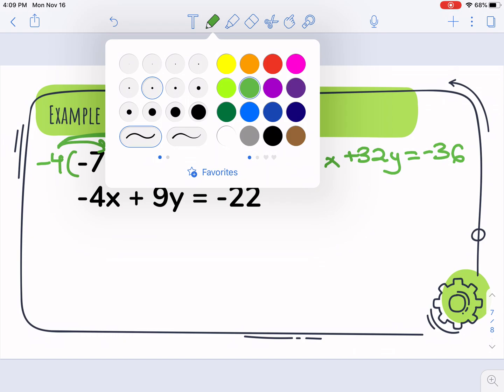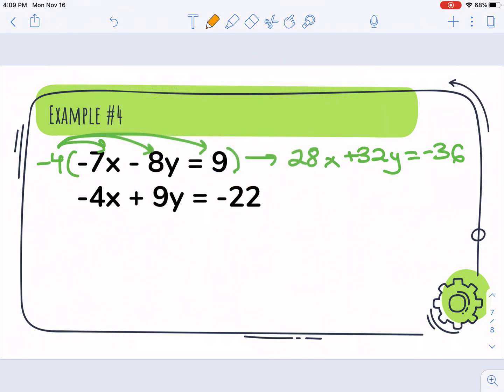Because I have a positive 28, I'm going to multiply this second equation by 7, so I get a negative 28x. 7 times negative 4 is negative 28x. 7 times 9y is 63y. And 7 times negative 22 is going to be a negative number, and it's negative 154.